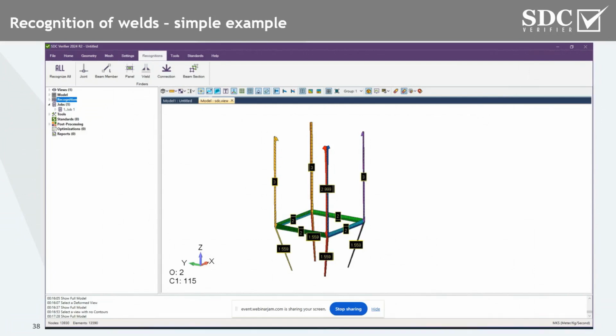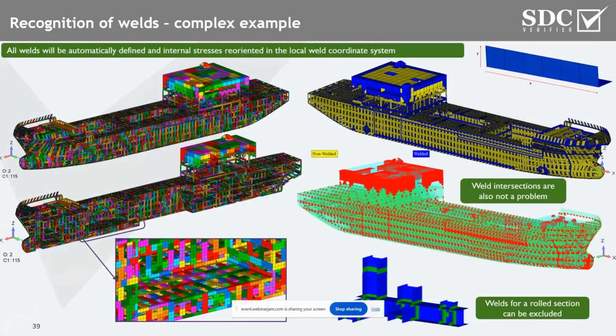It nicely works on top of this simple model, but it also works, of course, on top of the complex model, for example, like the whole ship. So this is a typical example of the recognized welds on top of your ship. Although the mesh is relatively coarse here, as you can see in these pictures, it does not matter what kind of mesh size do you have. Whether it's coarse or fine, it will be recognized in exactly the same way, also including your weld intersections.